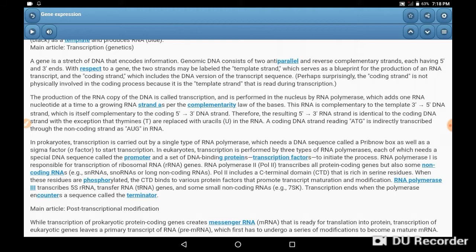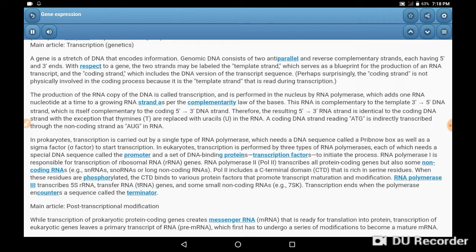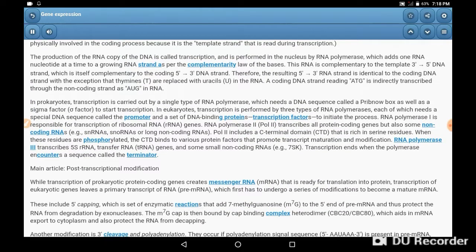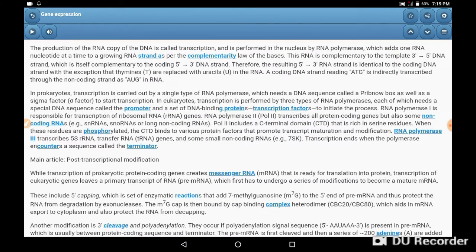Perhaps surprisingly, the coding strand is not physically involved in the coding process because it is the template strand that is read during transcription. The production of the RNA copy of the DNA is called transcription, and is performed in the nucleus by RNA polymerase, which adds one RNA nucleotide at a time to a growing RNA strand as per the complementarity law of the bases. This RNA is complementary to the template 3' to 5' DNA strand, which is itself complementary to the coding 5' to 3' DNA strand. Therefore, the resulting 5' to 3' RNA strand is identical to the coding DNA strand, with the exception that the thymines (T) are replaced with uracils (U) in the RNA. A coding DNA strand reading ATG is indirectly transcribed through the non-coding strand as AUG in RNA.